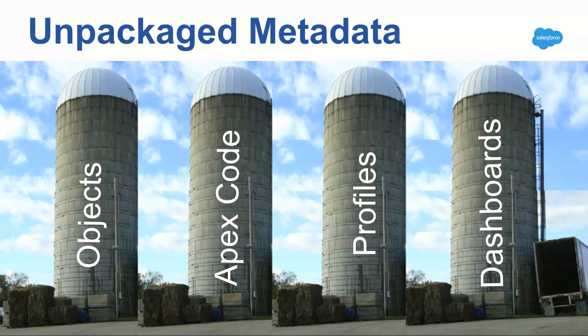So, unpackaged metadata. Go ahead, Bill. Absolutely. I love this slide. So, if you just download all the metadata in a Salesforce org without packages, it will all kind of come down in silos. All the custom objects will be in one folder, all the Apex classes will be in another folder, profiles and so on and so forth for all of those different metadata types. This is pretty good for compliance, it's pretty good for backup, but it's really not what a developer wants.